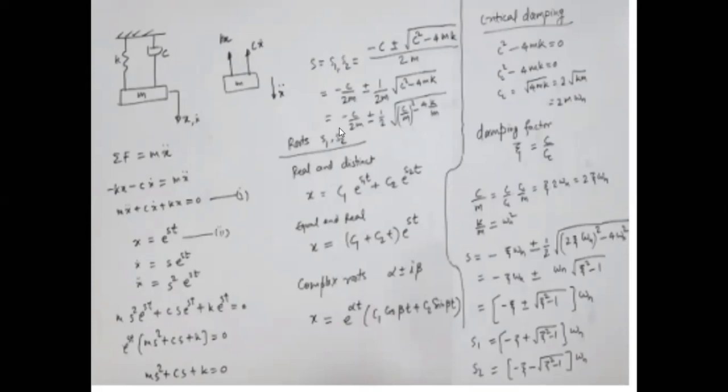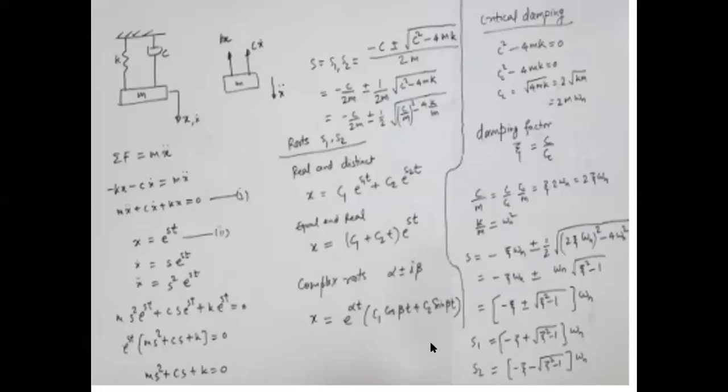Roots are written in this form of equation. S1, S2 is equal to minus C by 2m plus minus half under root C by m square minus 4k by m. Now let us see how each term is substituted. C by 2m is zeta omega n. C by m is 2 zeta omega n and K by m is omega n square. So the equation becomes S1, S2 is equal to minus zeta omega n plus minus half under root 2 zeta omega n bracket square minus 4 omega n square.